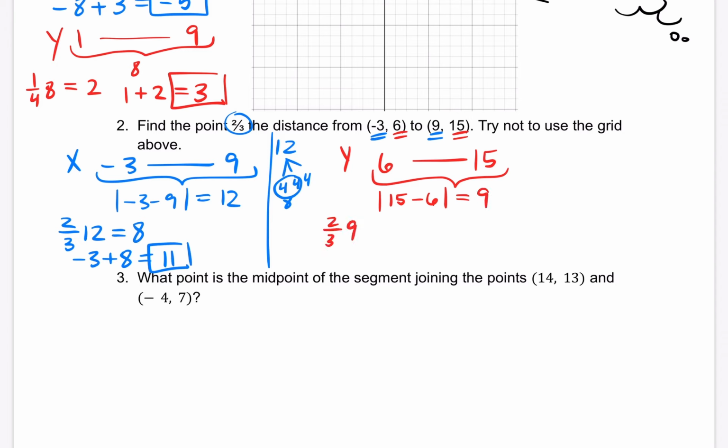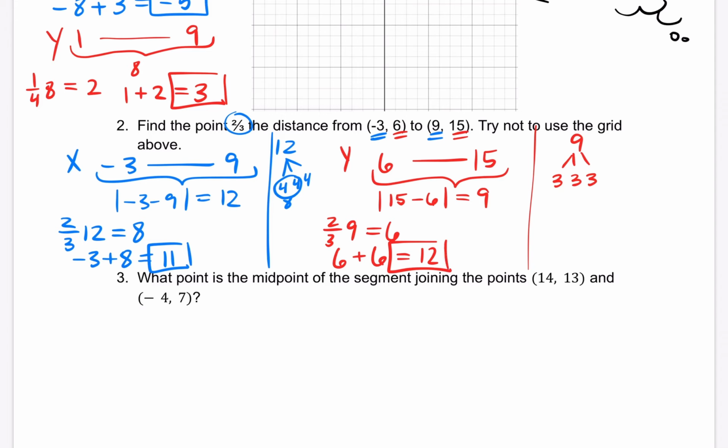You may know what it is. If you don't, that's okay. Just break it up. Over here, I'll do it. 9 split into 3 groups is 3 plus 3 plus 3, right? And I want 2 of those groups, which is 6. So 2/3 of 9 is 6. Also, can do it in your calculator. Then 6 plus that distance is another 6. Starting at 6, then moving to the right by 6 to get 12. All right.